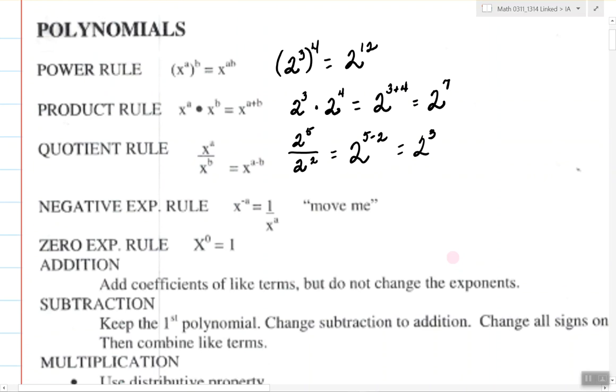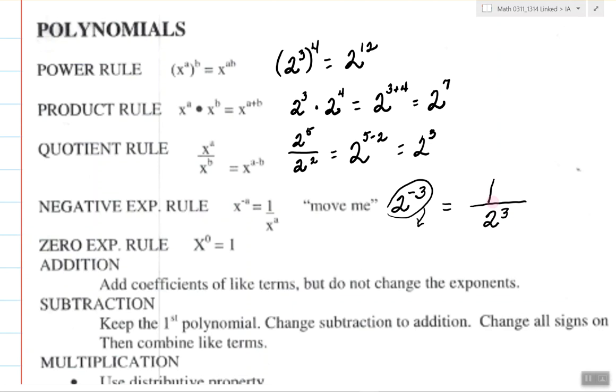The next one is the negative exponent rule. Sometimes this one is not quite as intuitive. If you have any base to a negative power, I call it the move me rule. You take the base with the negative exponent, and if it is in the numerator, move it down below to the denominator and change the exponent to positive. If there are other factors in the numerator, you leave them. If there are not, you put a 1. It's the move me rule.